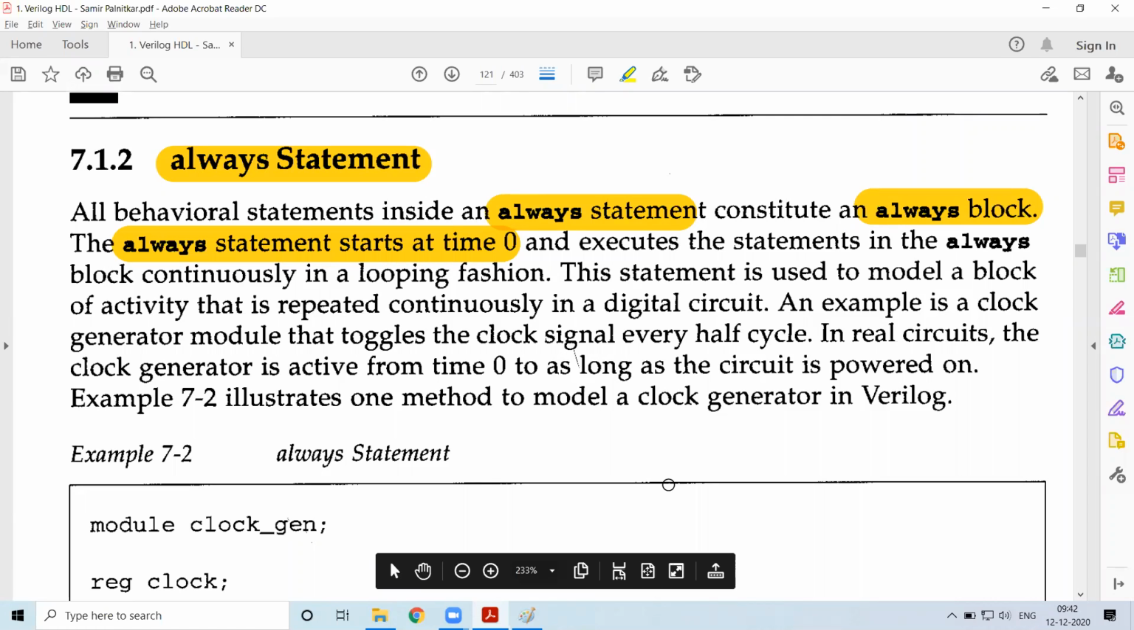There can be multiple always blocks present in a module. But the special feature which differentiates this from the initial block is that this one will be repeatedly executed, whereas initial block statements won't be executed multiple times. They will be executed only once. So this is the difference between the two.